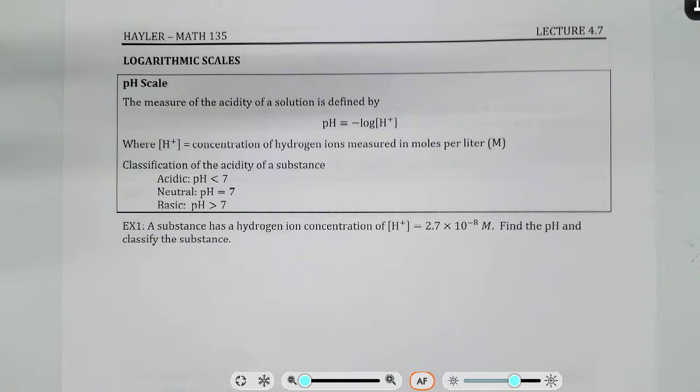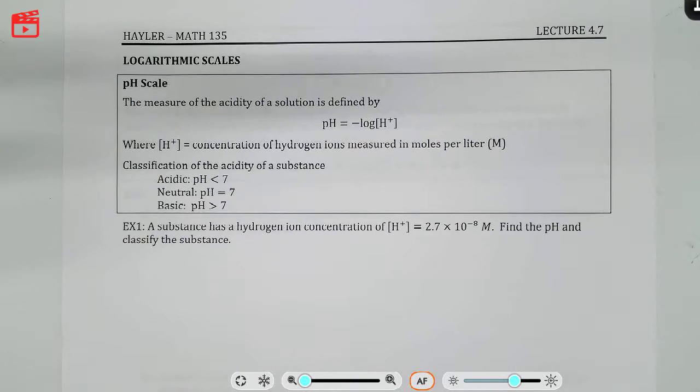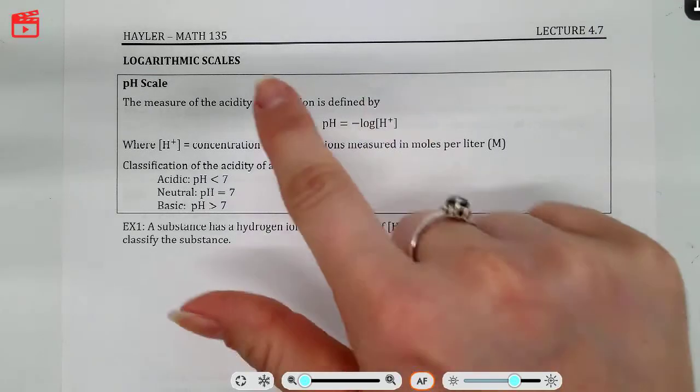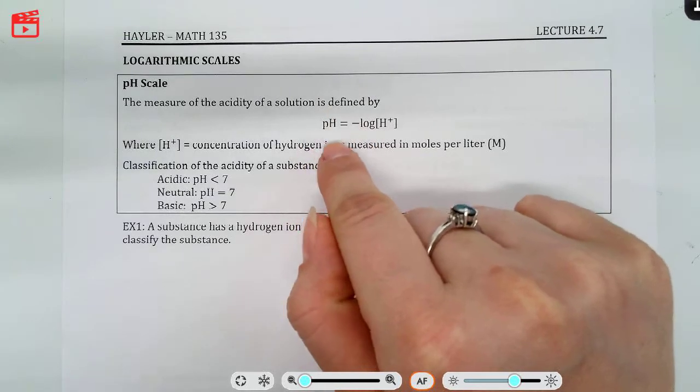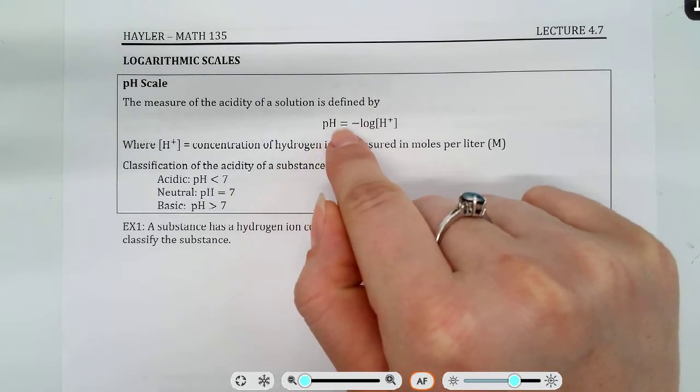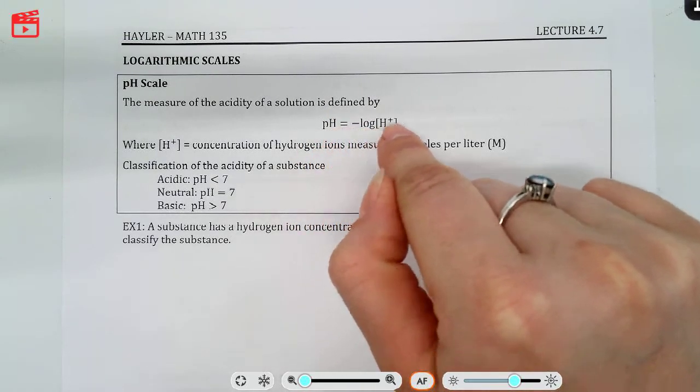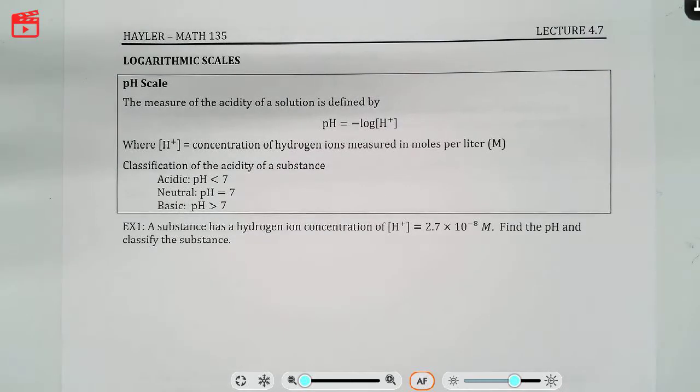All right, so we're looking at logarithmic scales, applications of logarithms. There are three main applications we're going to look at in this lecture. The first one is the pH scale, which measures the acidity of a solution. It is defined by the equation pH equals the negative log of H plus, where H plus is the concentration of hydrogen ions measured in moles per liter, M.